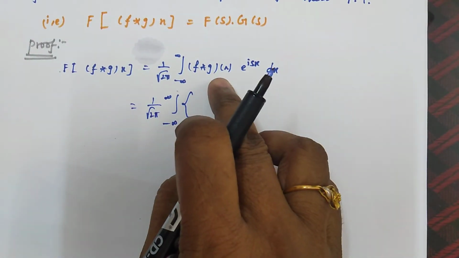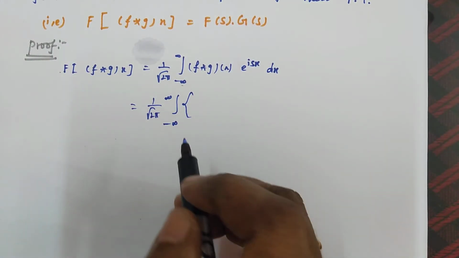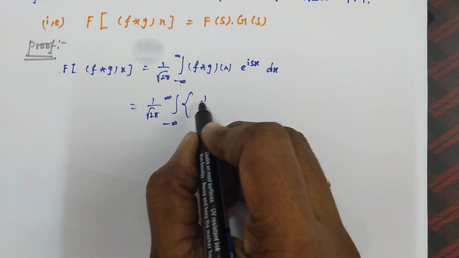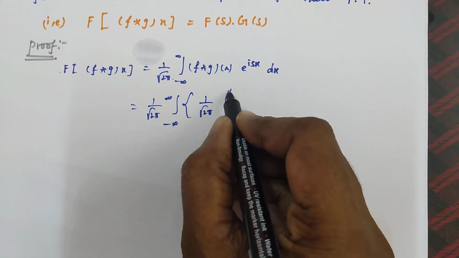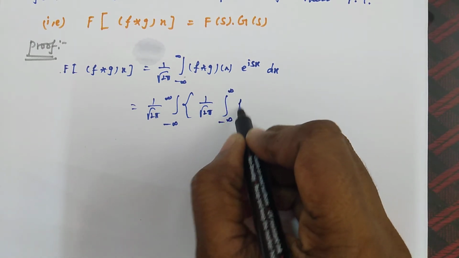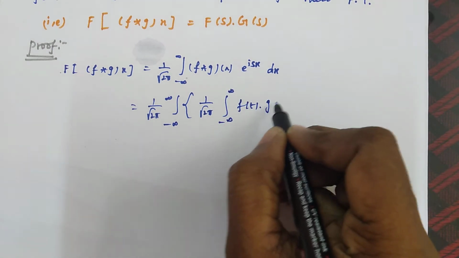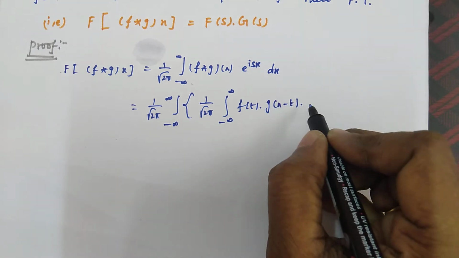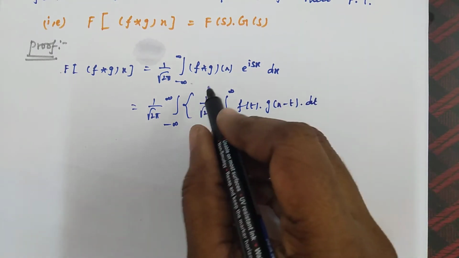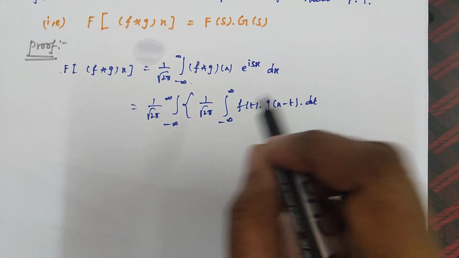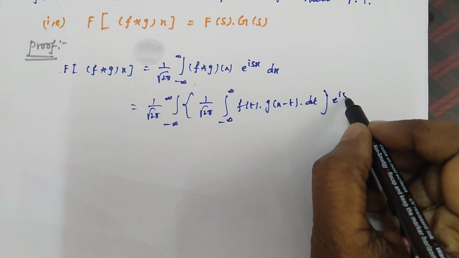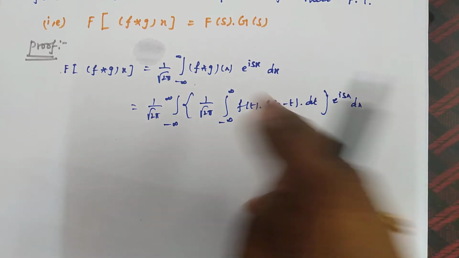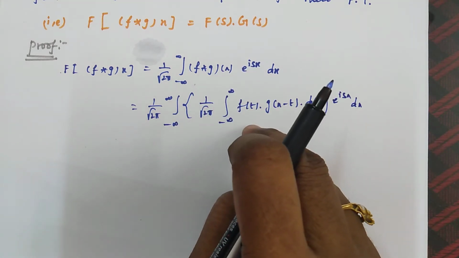Now this F of f star g, we are going to apply the convolution definition. What is the convolution? 1 by root 2 pi integral minus infinity to plus infinity f of t g of x minus t into dt. This is the definition for convolution. Into, already there is e power isx into dx. Just we have applied the definition for convolution.